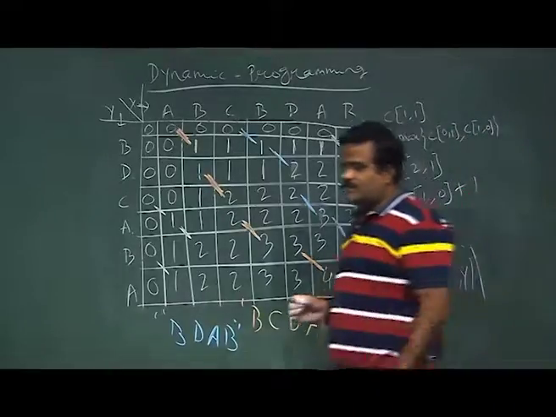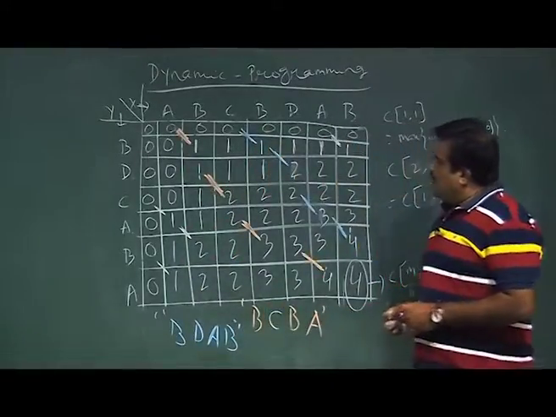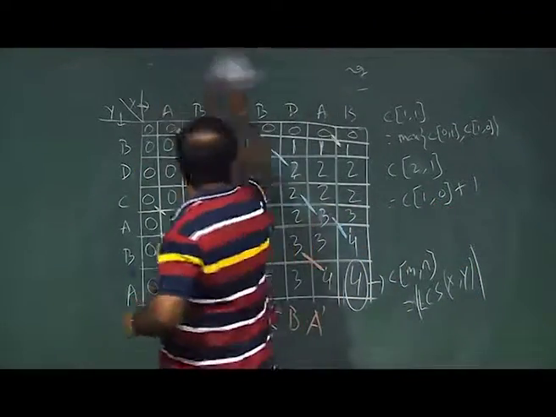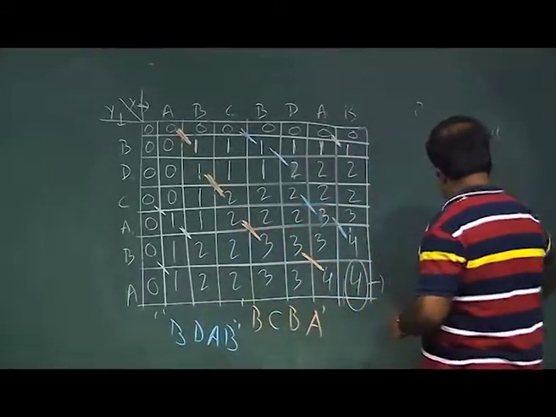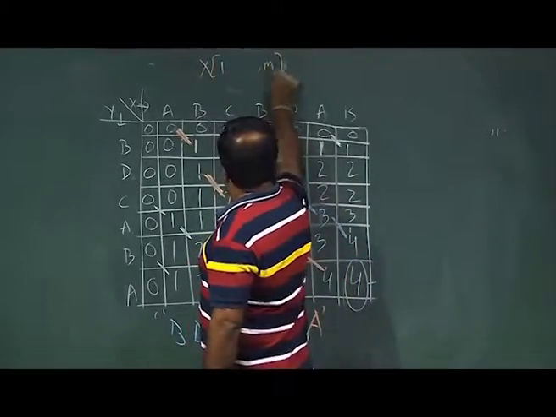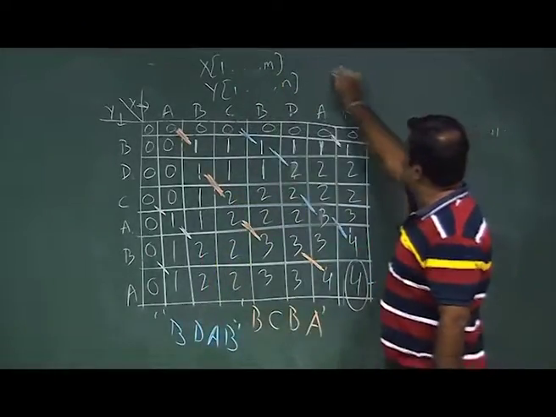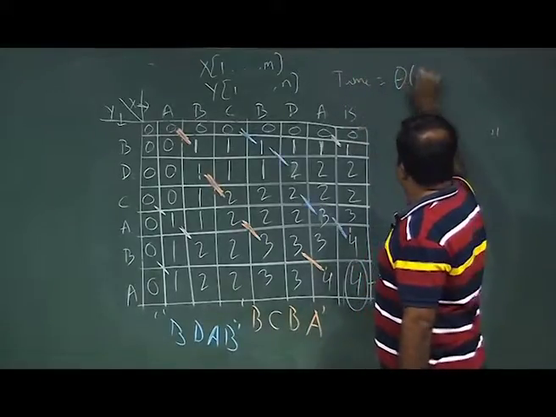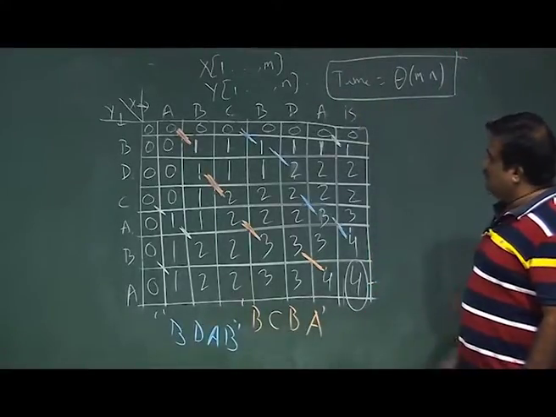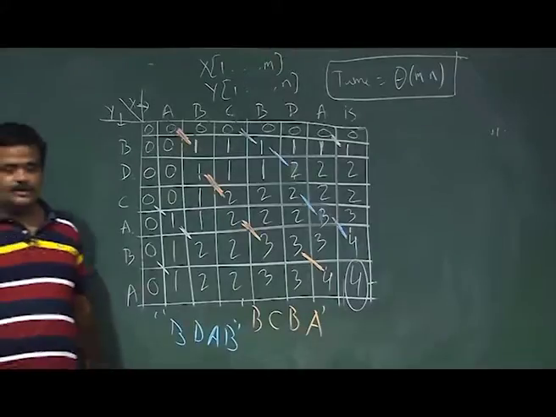So what is the time complexity for this recursive algorithm? If x is of size 1 to m and y is of size 1 to n, then to compute this, the time is basically order of m into n. So this is the time complexity to prepare the table. Once we prepare the table, we can get the length of the longest common subsequence.